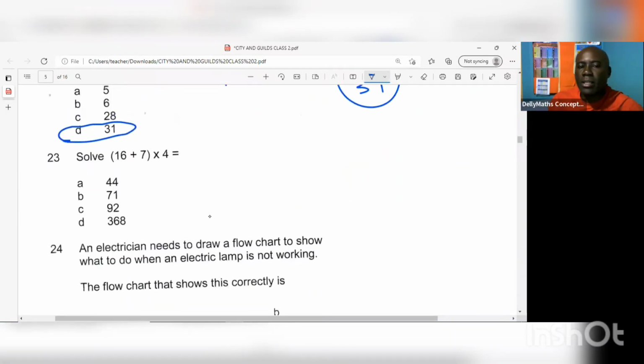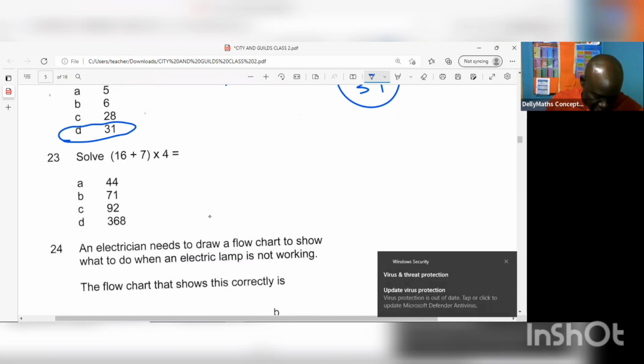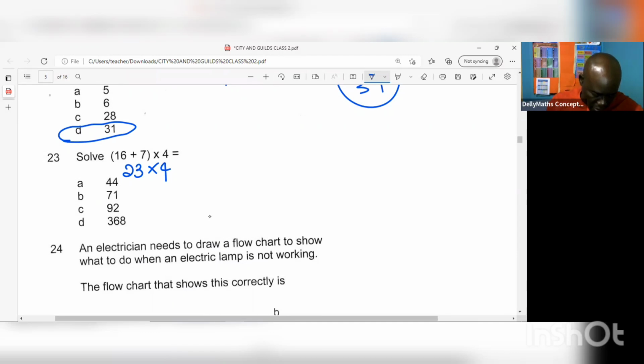All right, so we want to solve this. 17 plus 6, that's about 23. So 23 times 4, and we just employ regular multiplication there. That's about 92, and we're done.